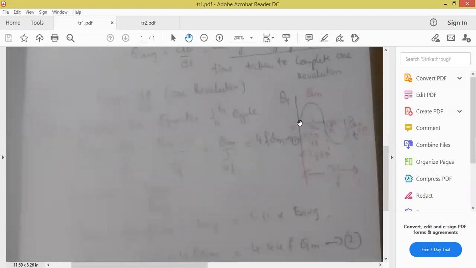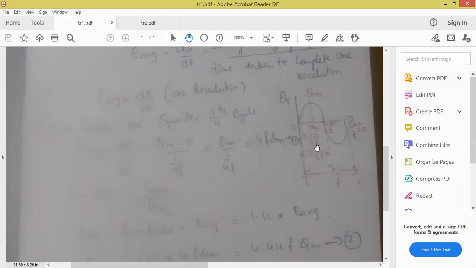Anyone tell me, what is the time taken to complete one full cycle? It is T, capital T. Here we have written T is equal to 1 by F. Now you tell me, what is the time taken to complete one half cycle? See the graph and tell me. T by 2. Very good. T by 2, that is 1 by 2F. Now what is the time taken to complete a quarter cycle, 1 by 4th cycle? T by 4, that is T equal to 1 by 4F.